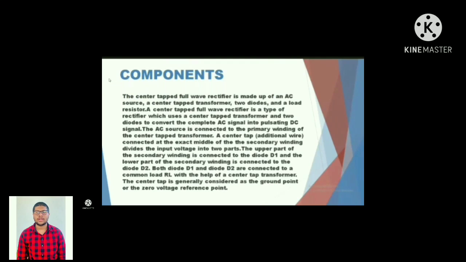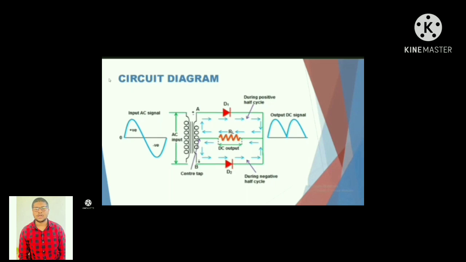Components. The center tap full wave rectifier is made up of an AC source, a center tap transformer, two diodes and a load resistor. It uses a center tap transformer and two diodes to convert the AC signal into a pulsating DC signal. The AC source is connected to the primary winding of the center tap transformer. Both D1 and D2 are connected to the common load RL with the help of the center tap transformer. The center tap is generally considered as the ground point or the zero voltage reference point.